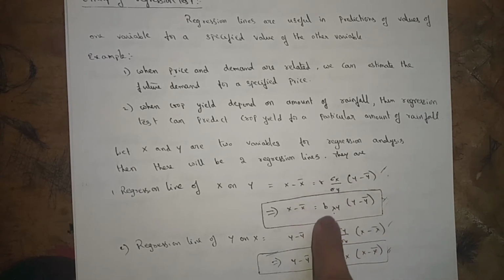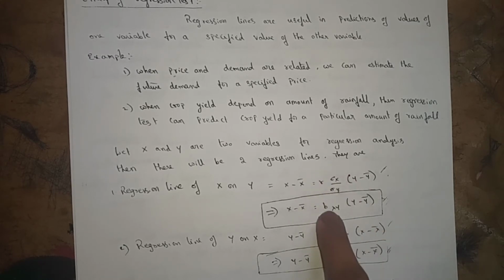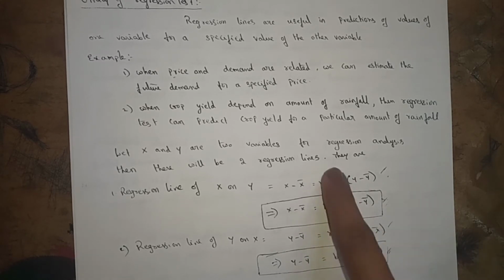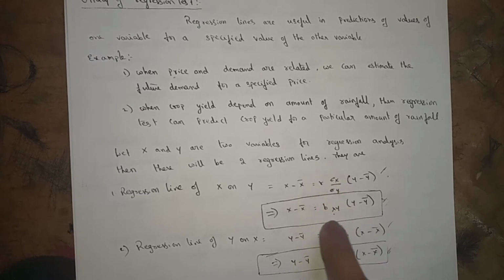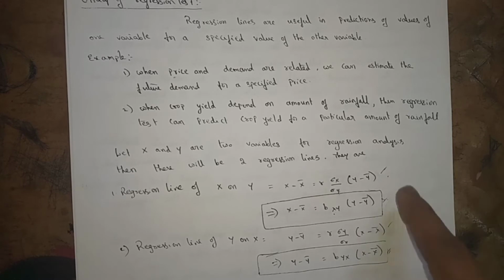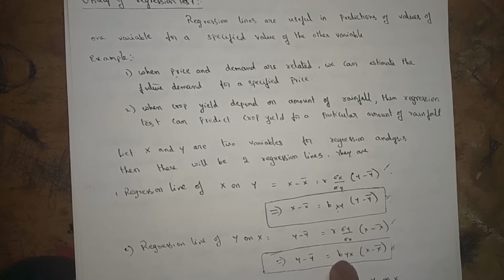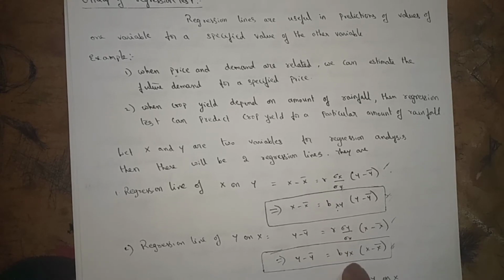Now, r into sigma x by sigma y is the regression coefficient. In the next step I will tell you: r into sigma x by sigma y is bxy, into y minus y bar. This is a very important formula. Regression line y on x is y minus y bar is equal to r into sigma y by sigma x into x minus x bar. This r into sigma y by sigma x is byx, the regression coefficient byx.